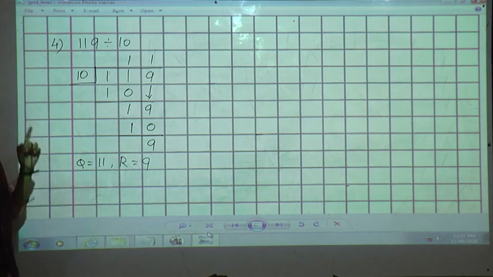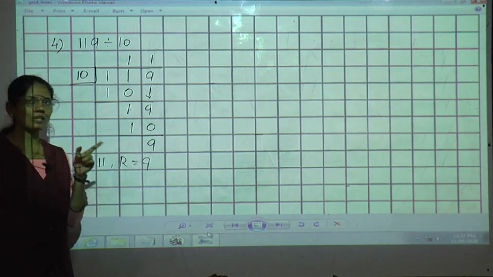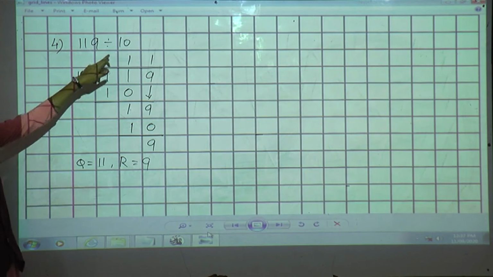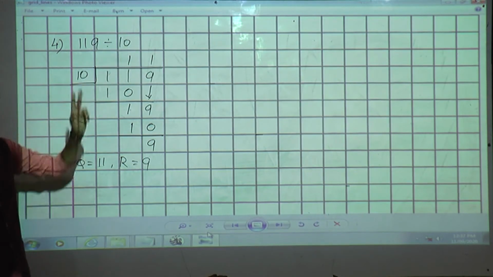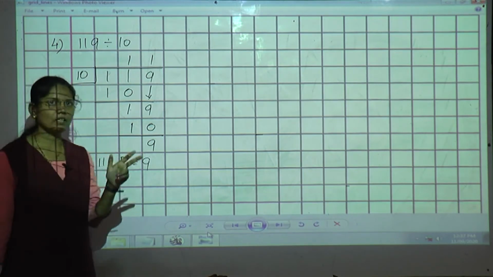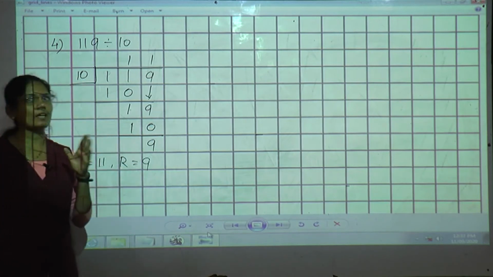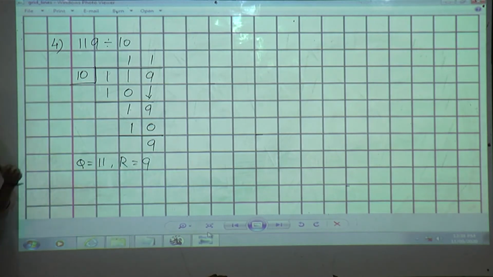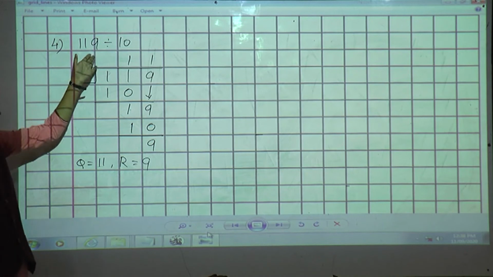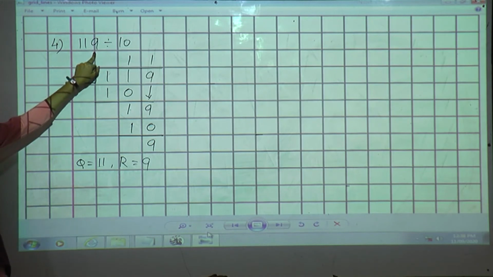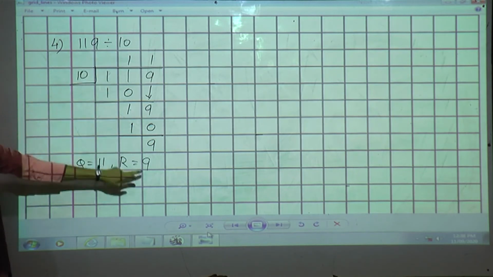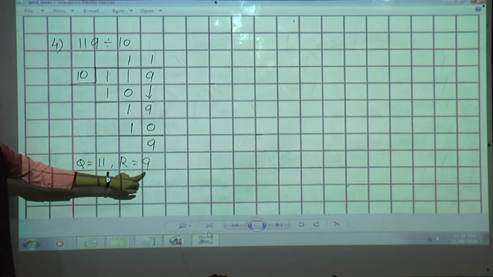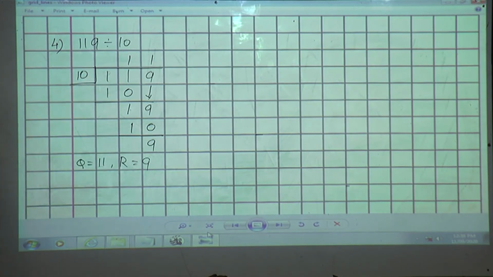Means students, without solving also you can say the answer. If the divisor is 10, that time without solving, by looking at the number only you can say the answer. Okay. So here in 119, 9 is at ones place. So after solving we got here remainder 9 and 11 is the quotient. Okay. Now we'll take the next example, that is fifth one, 516 by 10.